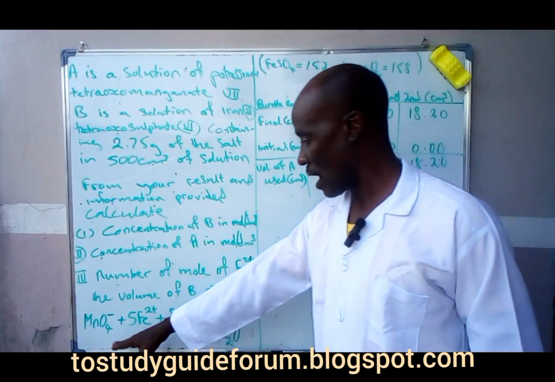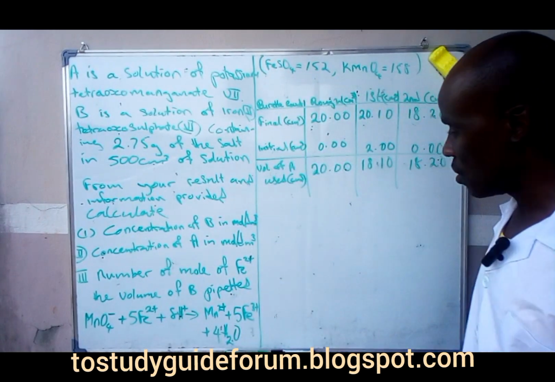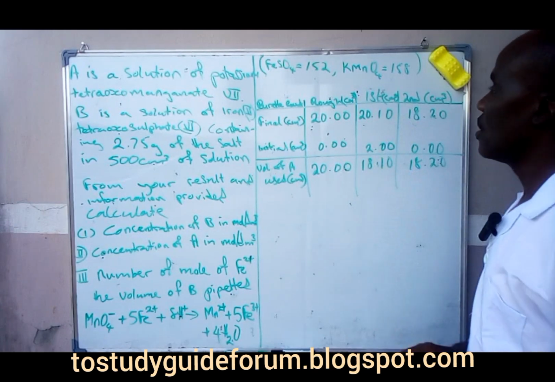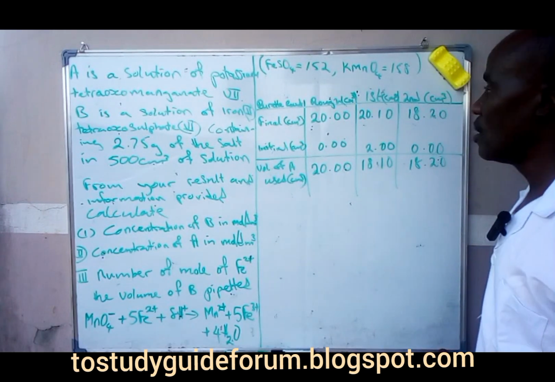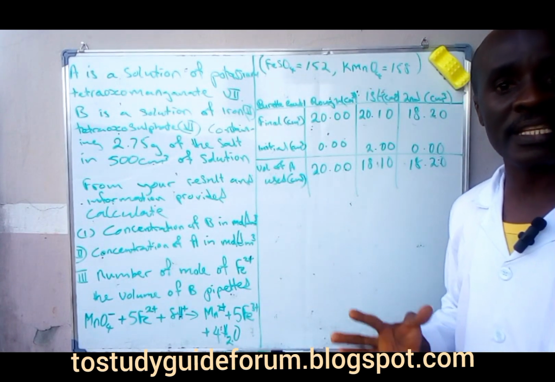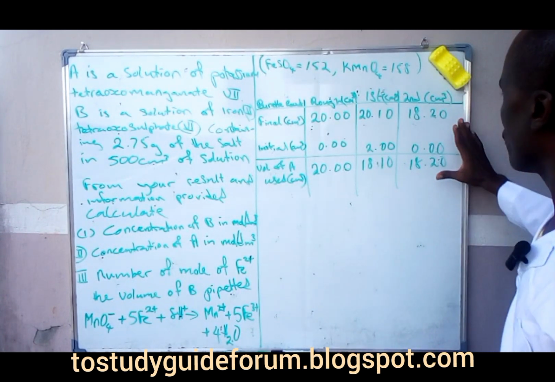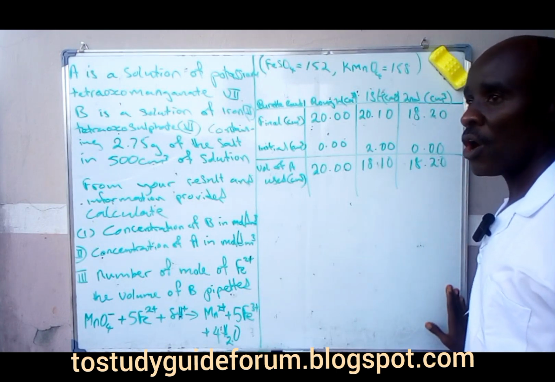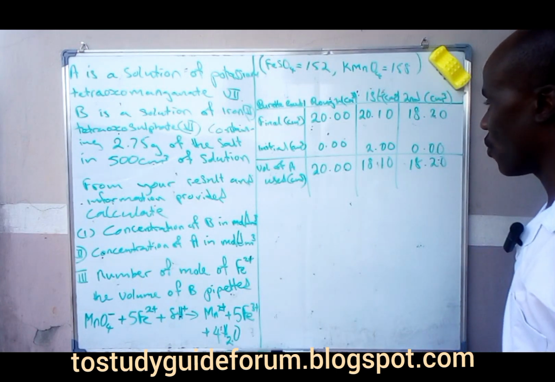Now we have the chemical equation, the balanced ionic equation of the reaction. This is the table. The first thing we're going to do, looking at this table, is to calculate the average volume of the A used, which is the oxidizing agent.